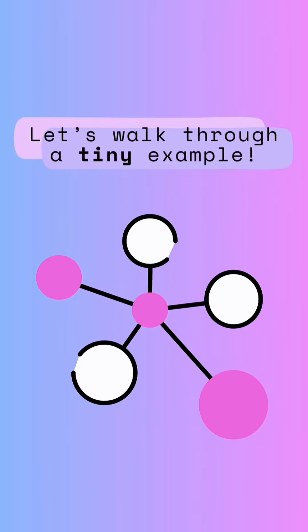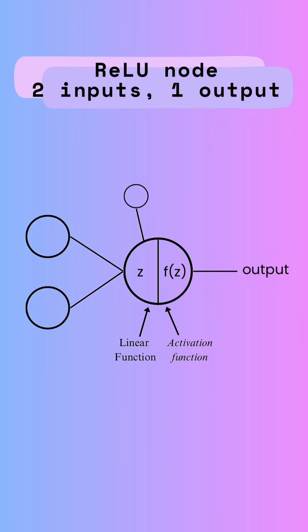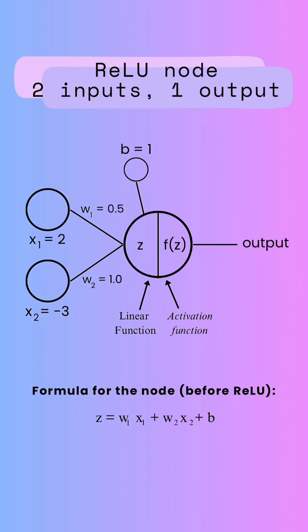Now, let's walk through a tiny example with one node that has 2 inputs and 1 output. We'll label the inputs x1 and x2, and the weights w1 and w2, and then we'll add the bias. So first, we calculate the weighted sum. So z equals w1 times x1 plus w2 times x2 plus b, the bias, which is just the dot product plus the bias term. Then we apply the ReLU activation.